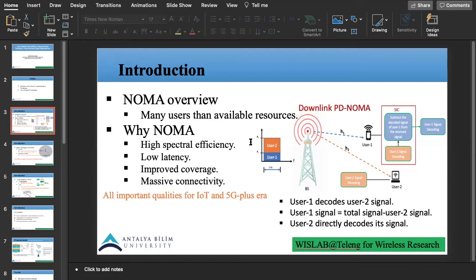So as I said, why do we need NOMA? Why is NOMA important? Because NOMA has high spectral efficiency, low latency, improved coverage, and also massive connectivity. These are terms that you need to know. All those are important qualities for the Internet of Things and the 5G plus era. 5G is over now. We're talking about 6G now.